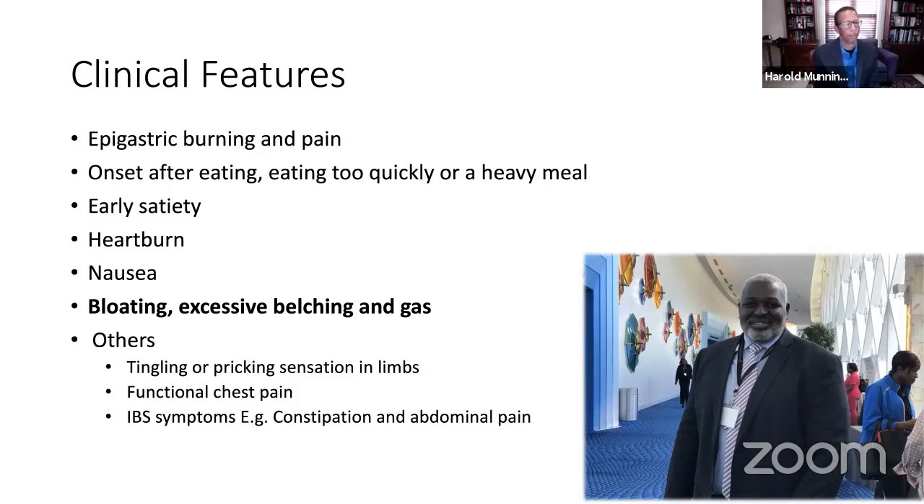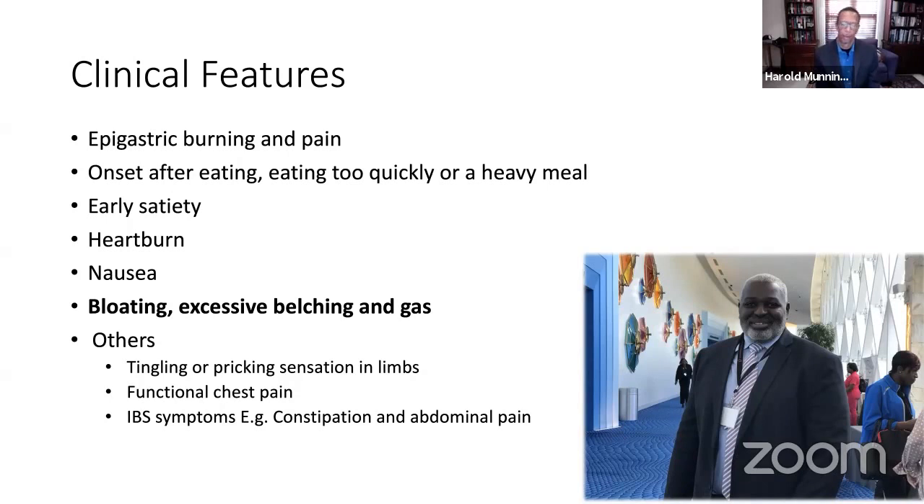Some persons have heartburn, some persons have nausea. But the big thing that distinguishes functional dyspepsia from the organic causes of dyspepsia is the prominence of symptoms of bloating, excessive belching, and gas. Some persons sometimes make it easy for you, and they have symptoms outside the digestive tract that are clearly related to nervous overactivity. They feel their gas moving all around the chest and back and down into their knee, or they feel tingling and pricking sensations in the limbs and jumping.